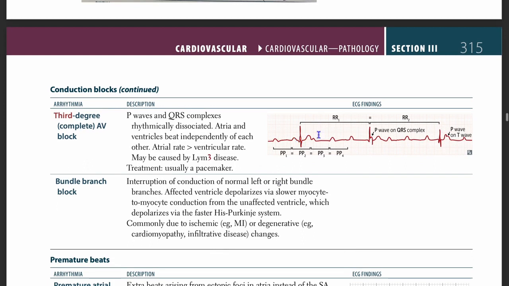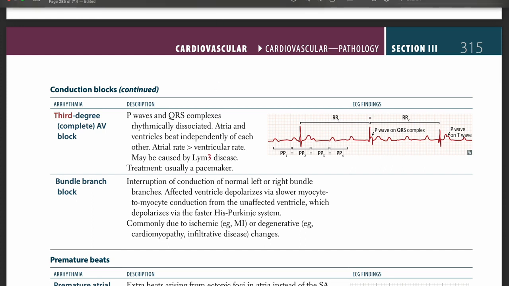But QRS is not going to be after the P wave, it's going to be by itself. Why? Because when you have a block like that between SA and AV nodes, the ventricle actually beats on its own due to signals by His bundles. Okay, so let me write that out.